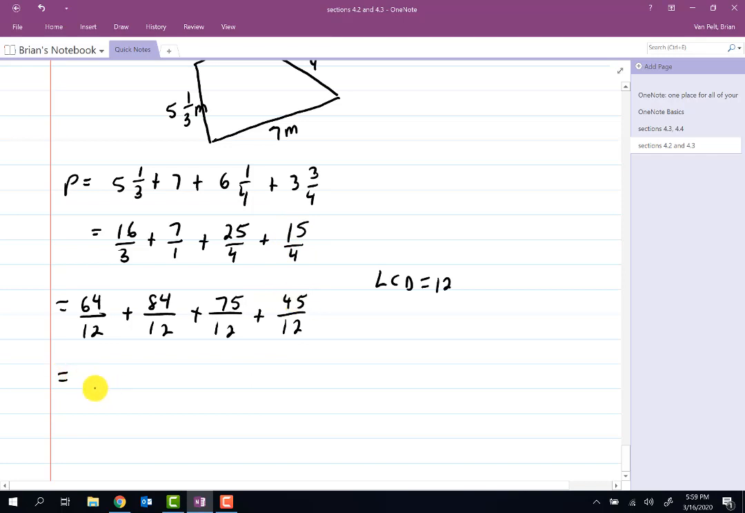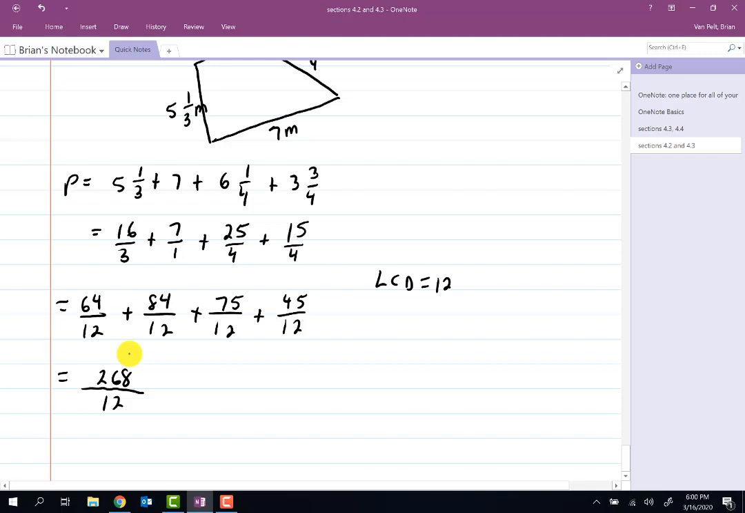Let's go ahead and add them all together. 64 plus 84 is 148. 148 plus 75 is 223. 223 plus 45 is 268.